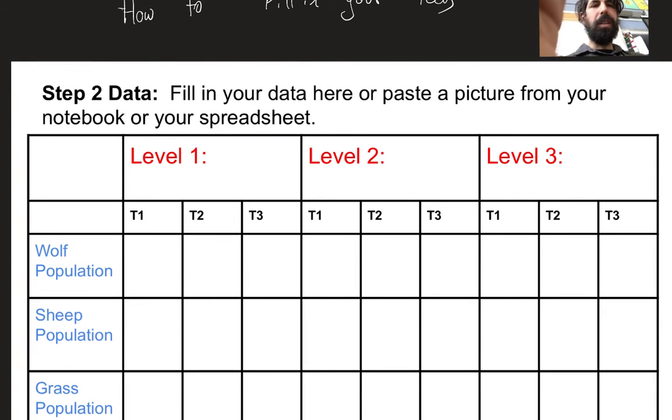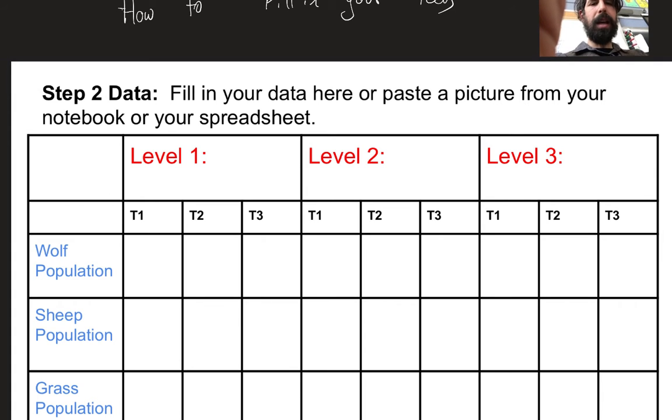Hi folks, this section of the video is about how to fill in your data table and, more broadly, how to fill in the different slides in your lab. This is your data table. Make sure to be specific with your levels.